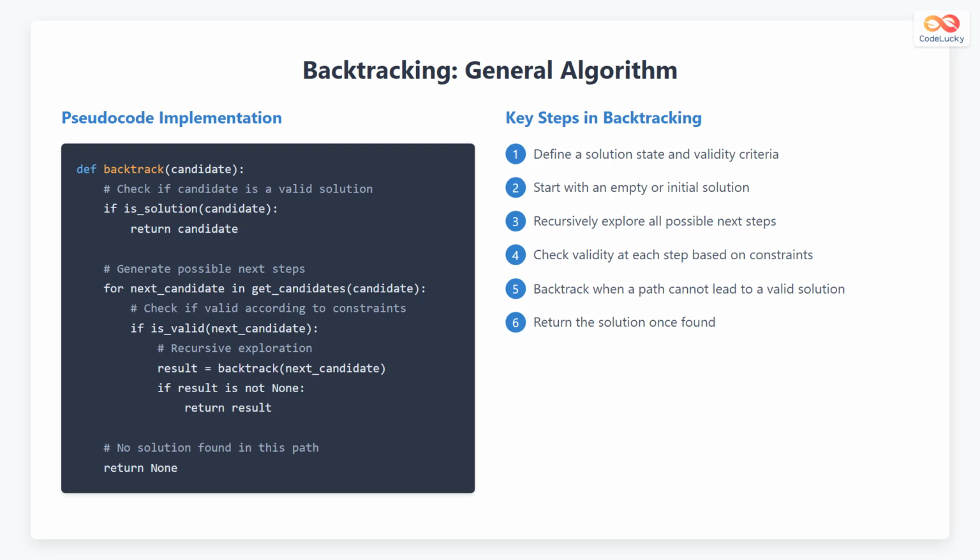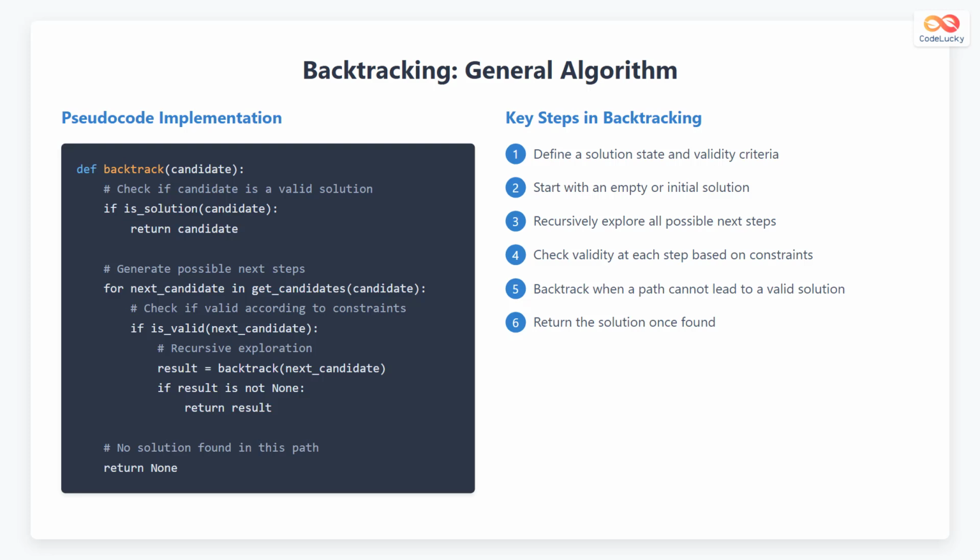If it is valid, we recursively call the backtrack function to explore further. If the recursive call returns a result, it means a solution has been found, so we return that result. If no solution is found along the current path, we return none.